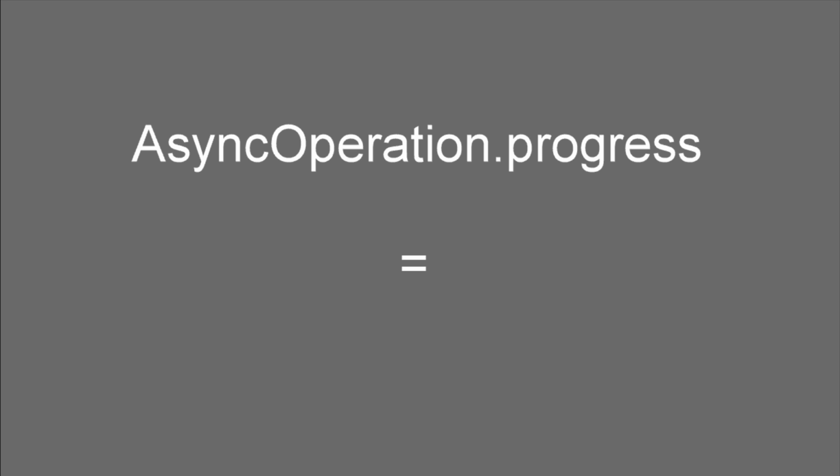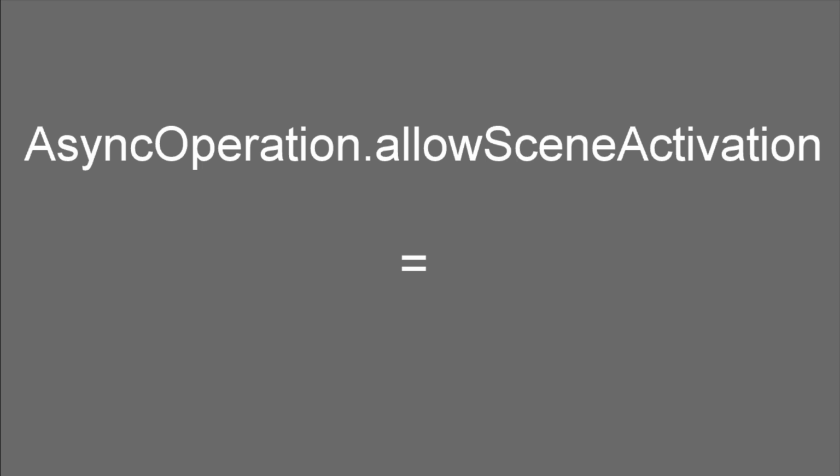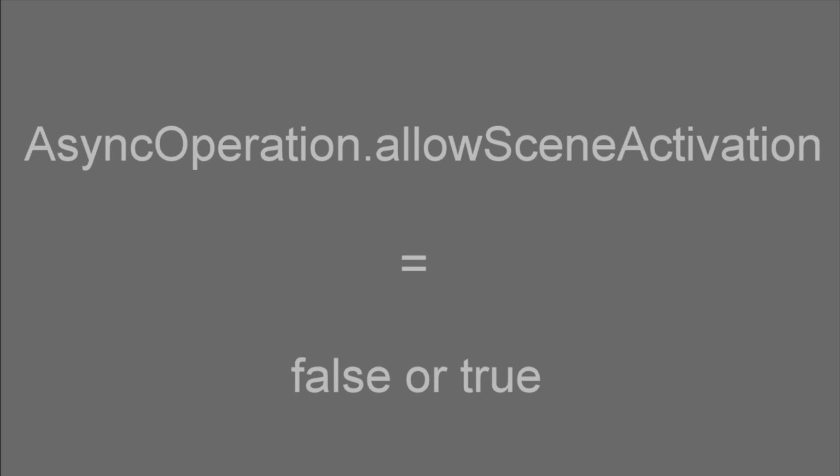When level is fully loaded, progress is 0.9. Also, we have async operation scene activation. If it's set to false, we will not switch to the new level, even if level is fully loaded. That gives us more control when to switch level.